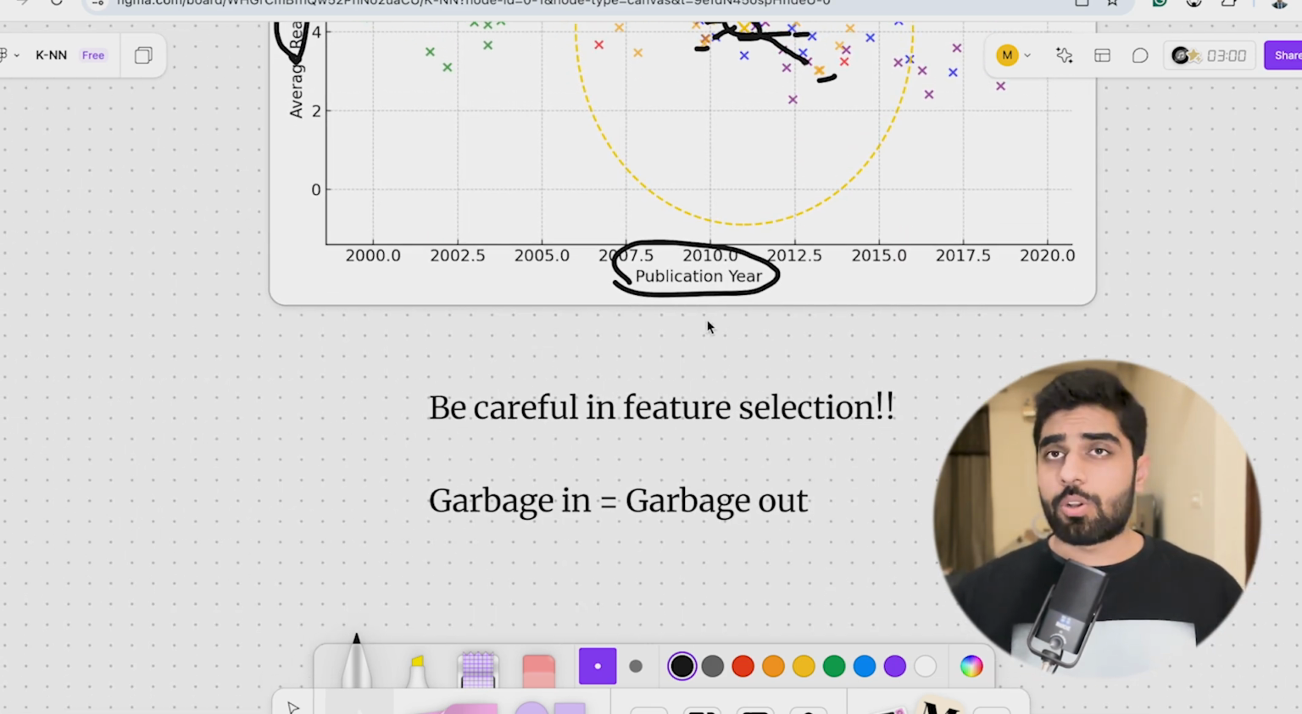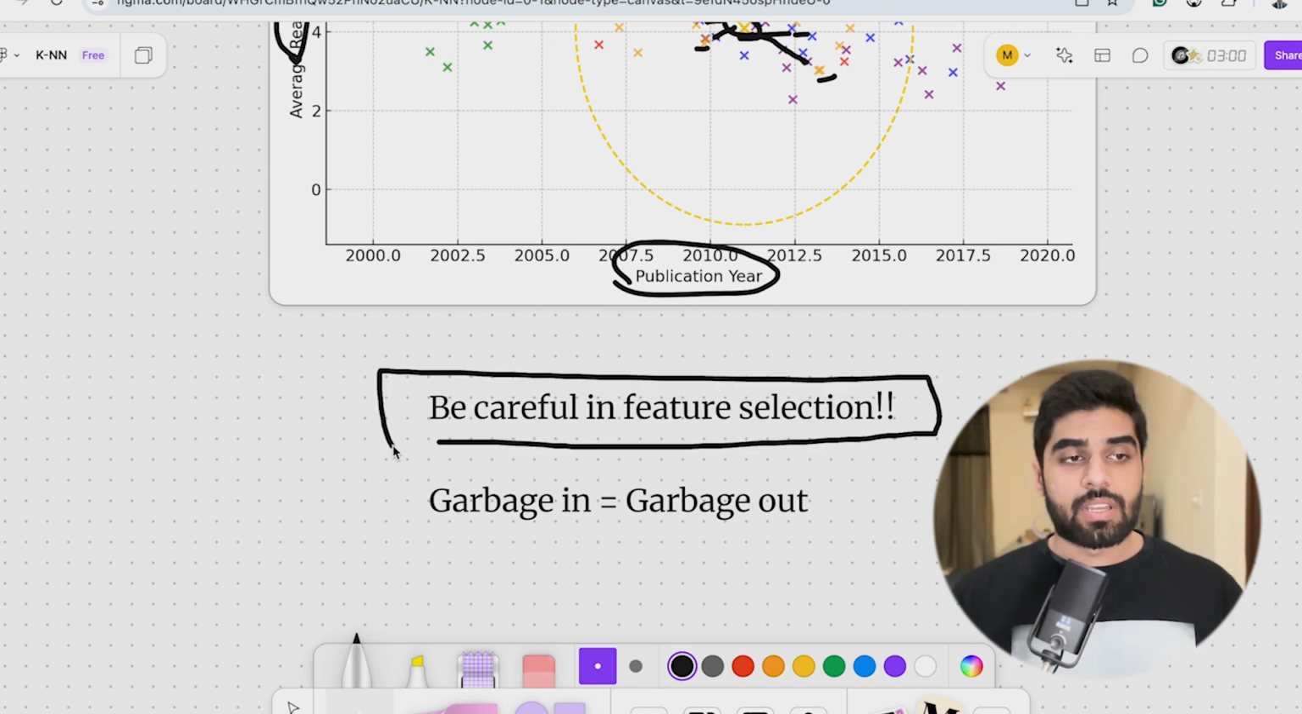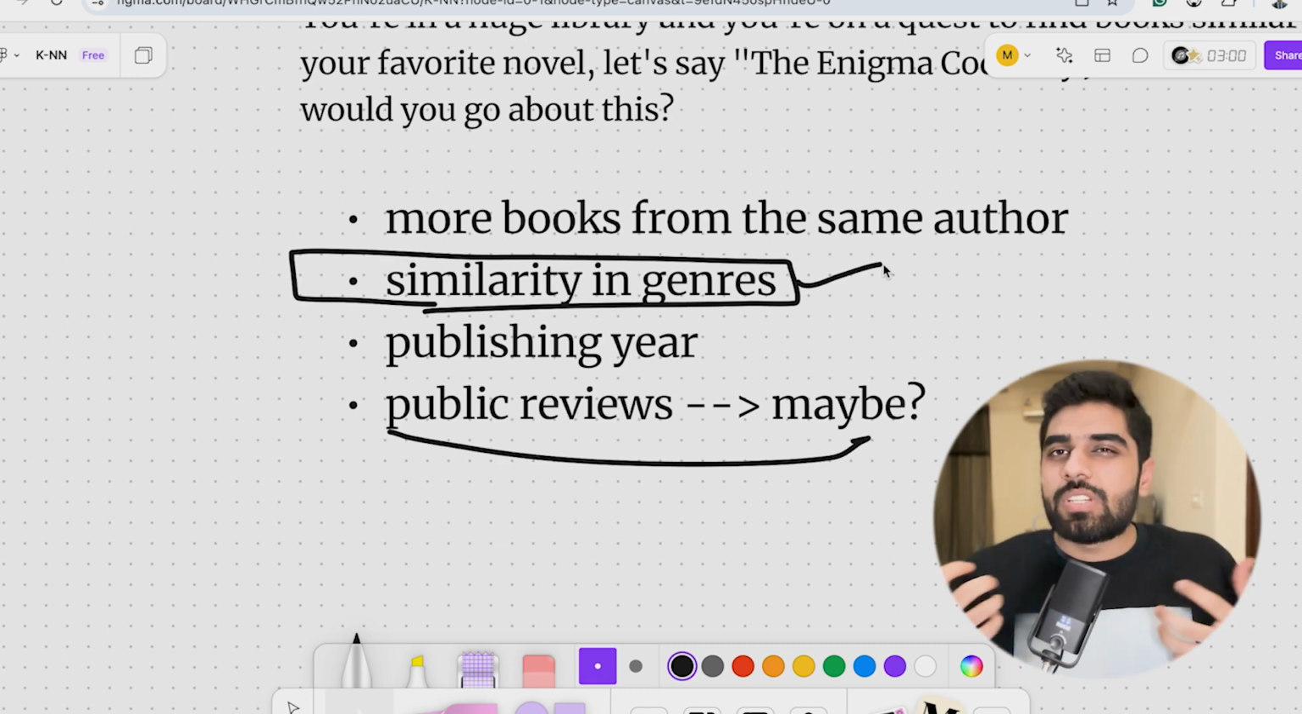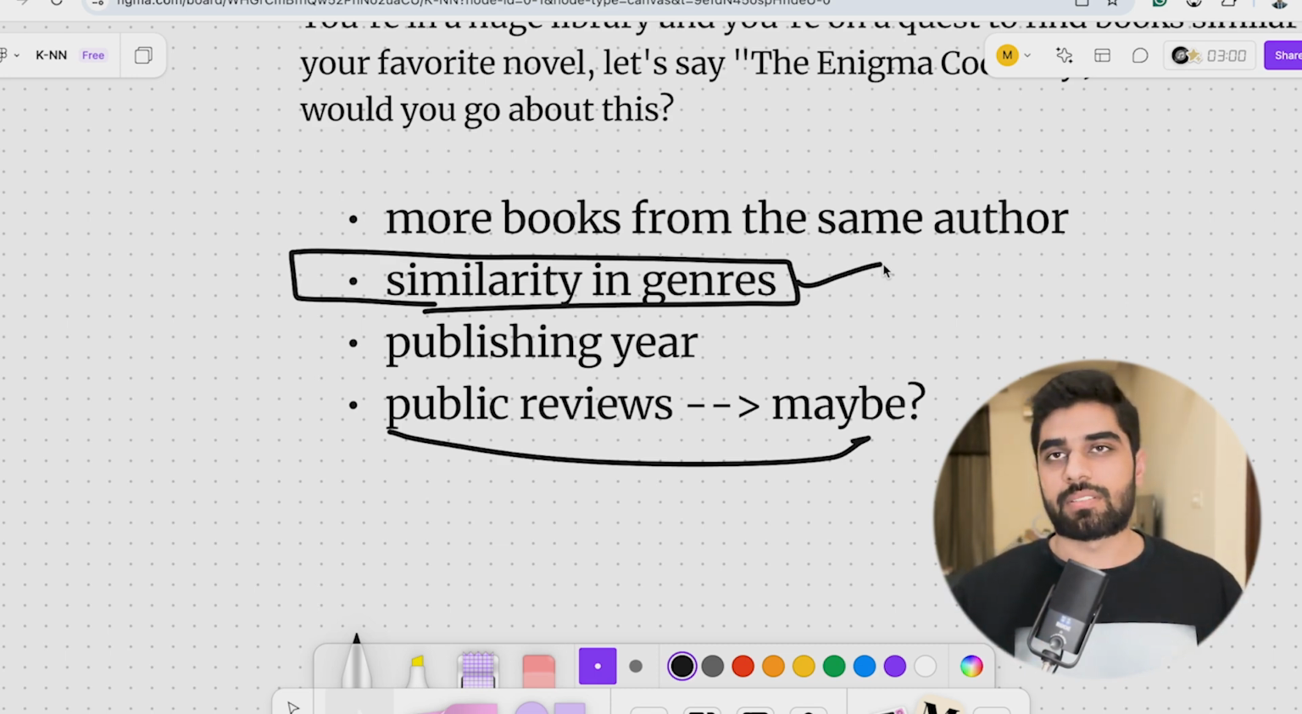One caveat that I want to point out in all of this is you should be very, very careful in feature selection. So what happens if I take public reviews without taking into account the genres? Maybe I'll get some book which is very, very similar in reviews or has exactly similar rating as the Enigma Code, but that book might not actually be very similar to the book in question. That's a very important side note we should keep in mind, that the features that you are selecting should be reflective and should intuitively make sense that they are good features when you're trying to compare data sets in those features.